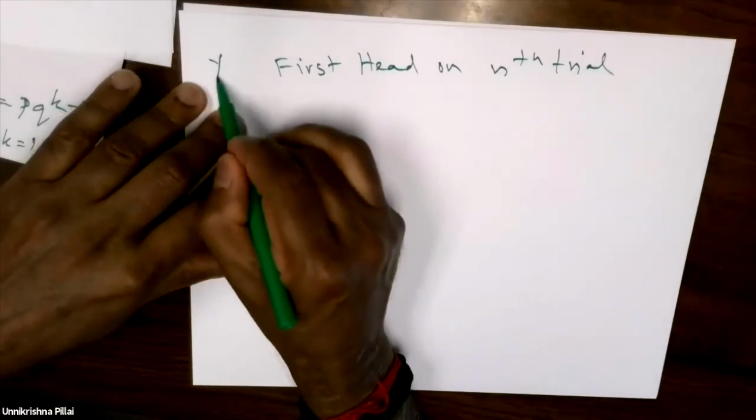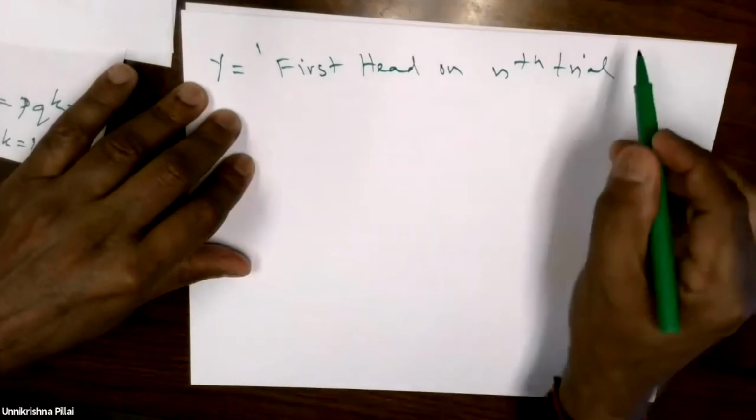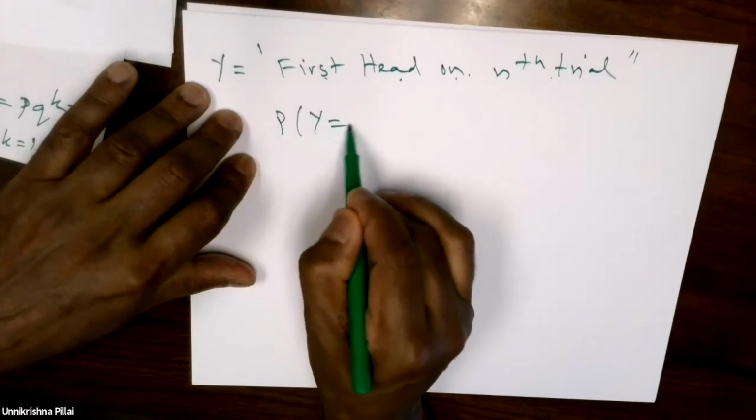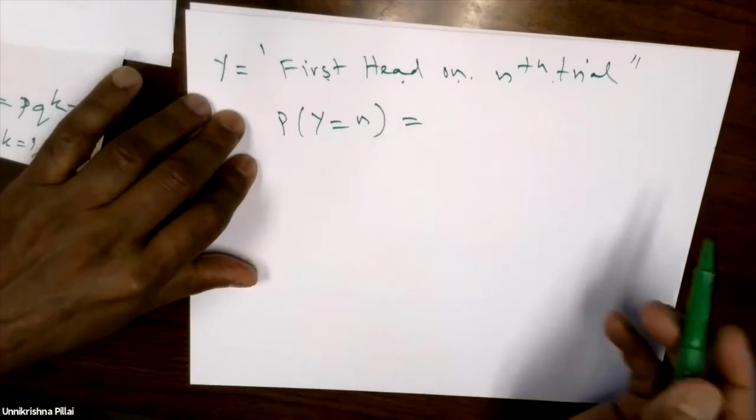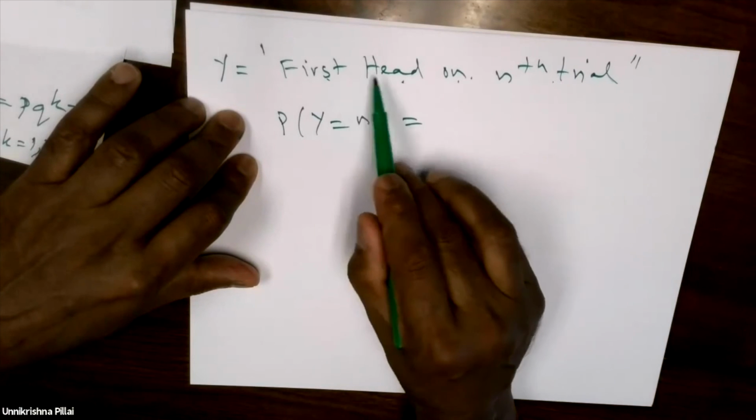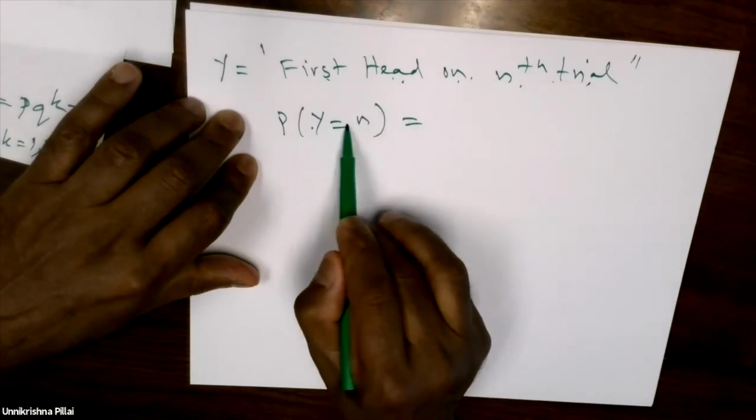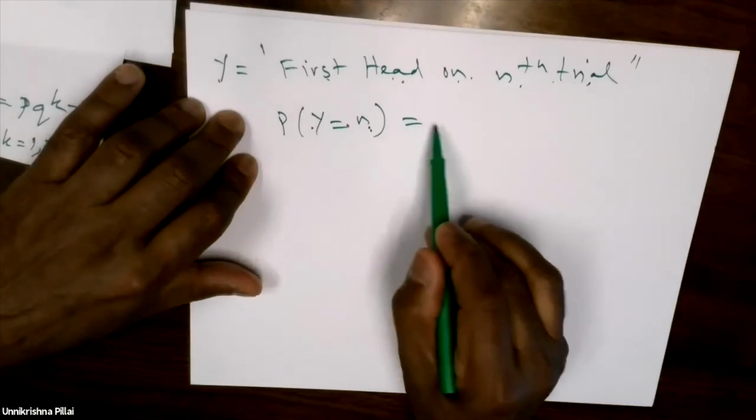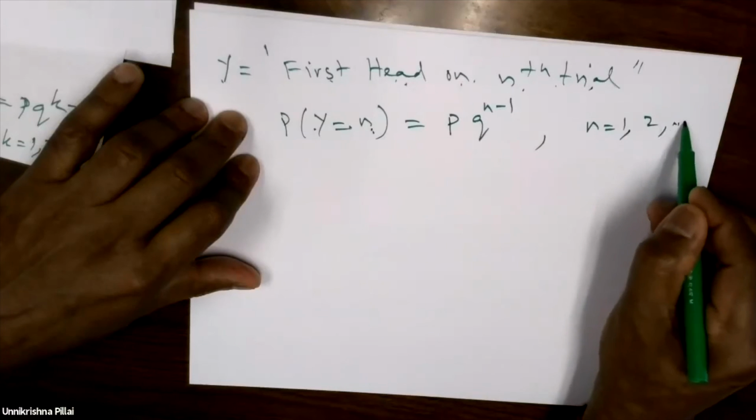So let me define Y to be the trial on which the first head appears, the nth trial. So probability of Y equal to n is what? Anybody? We just went through it. First head appears on the nth trial. So the probability that it takes n trials is equal to what? P times Q to the power n minus 1. N can go from 1 all the way to infinity.